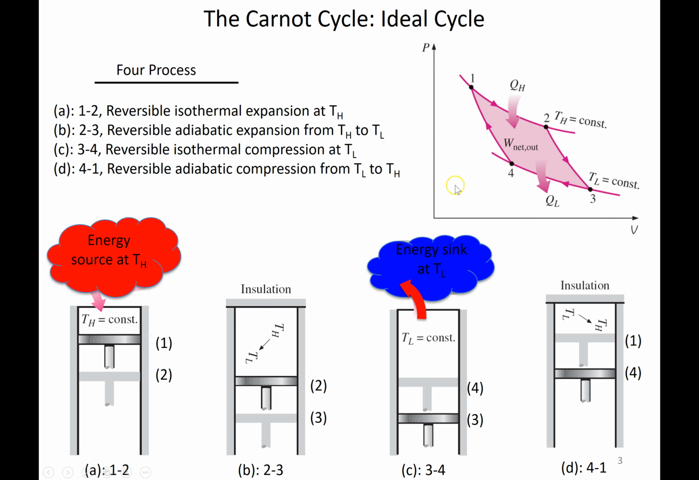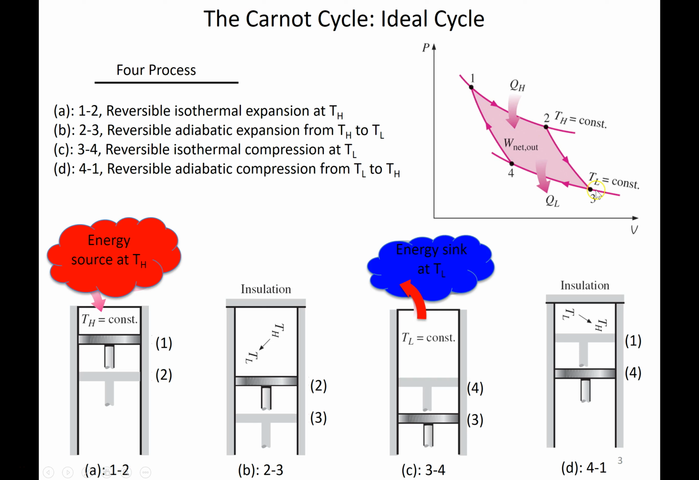So a Carnot cycle is an ideal cycle, and this is how it works. Up at the top right, let's look at the PV diagram. It goes from 1 to 2. From 1 to 2 is a reversible isothermal expansion at a constant temperature. That corresponds to this piston right here. You have a hot source that supplies energy in, and it goes from 1 to 2. So the piston moves down, the volume increases, and the pressure decreases.